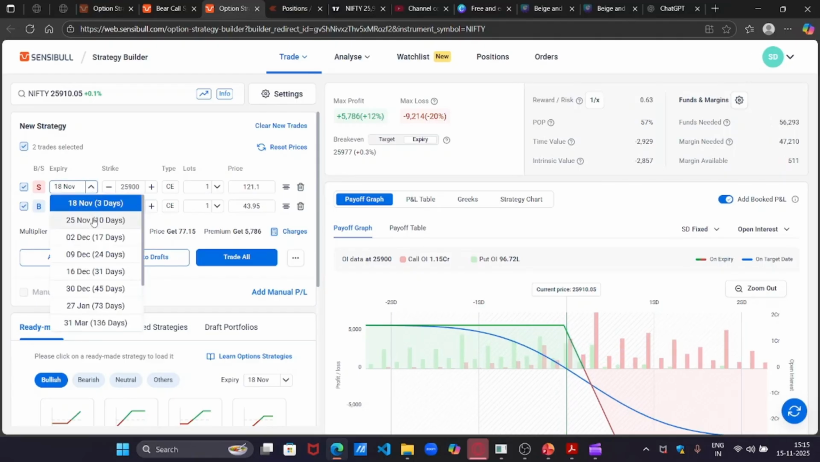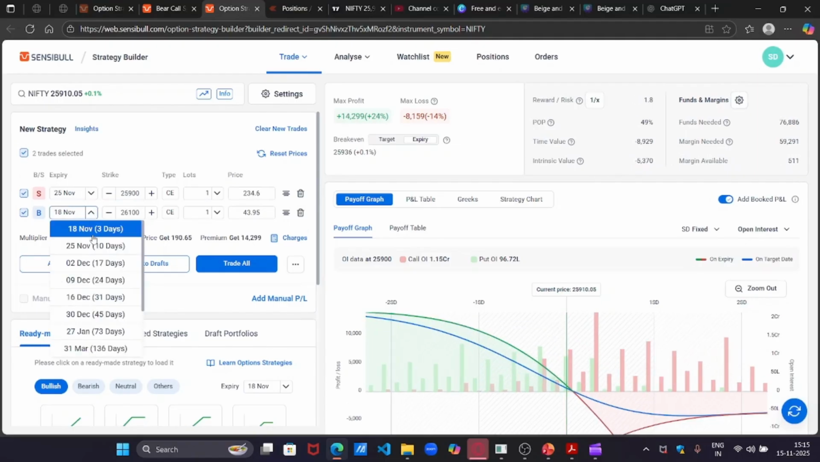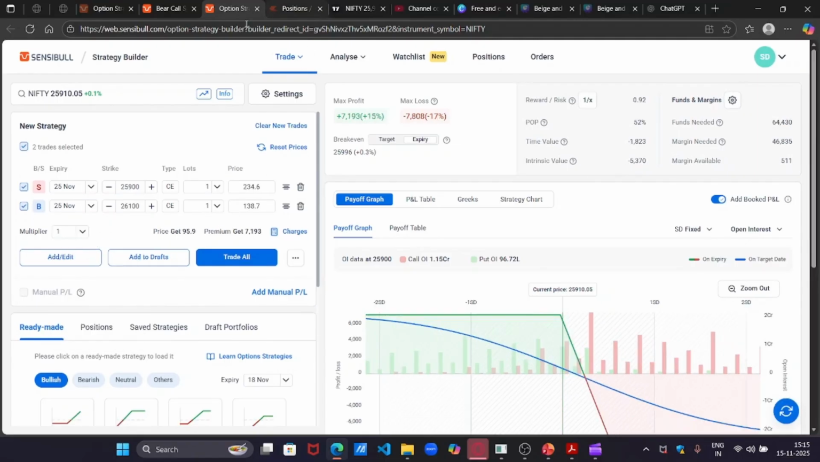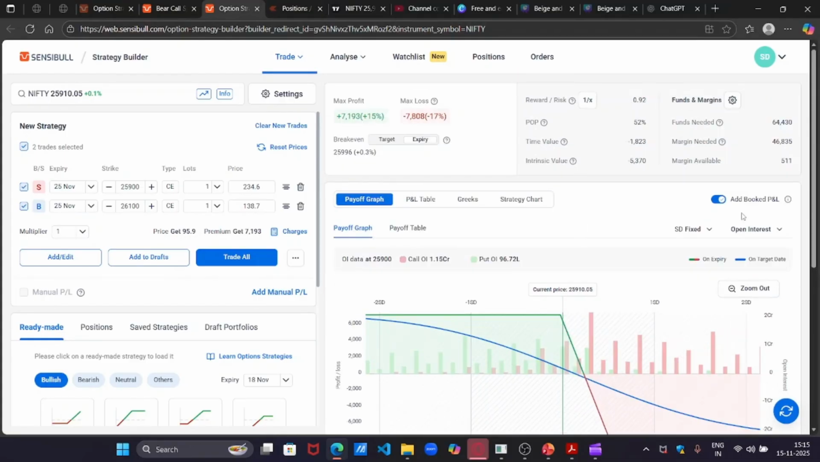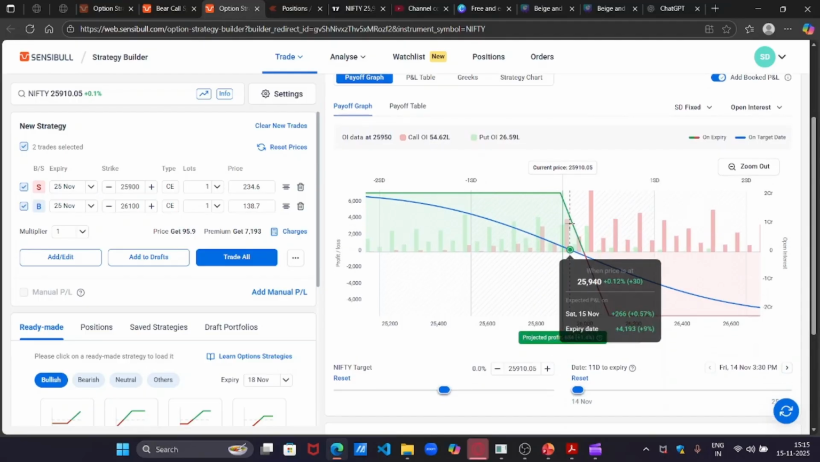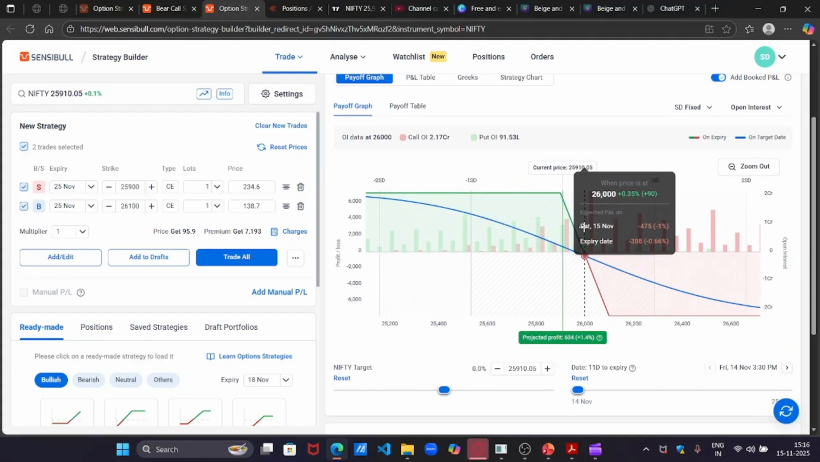You can choose any expiry, 25th November, 10 days from now, 17 days from now, or 24 days from now. So you will have a difference of days here, 25th November 10 days, 2nd December 17 days. For example, I'm saying in the next 10 days my view is that it will not go above 26,000. So if you see here, 26,000, this is our payoff chart, right? This is my 26,000 strike price.